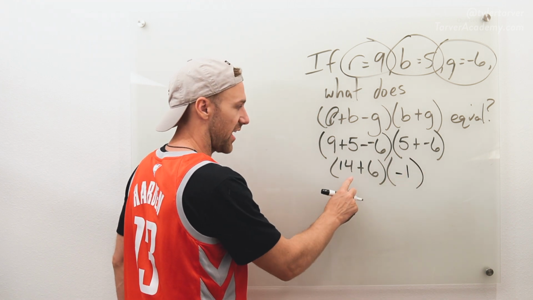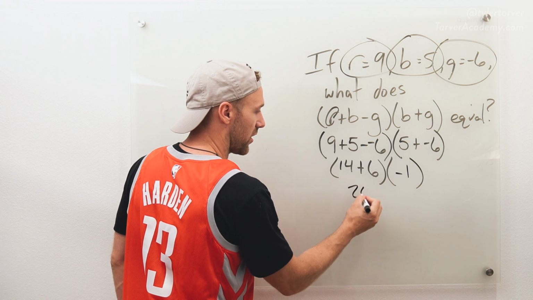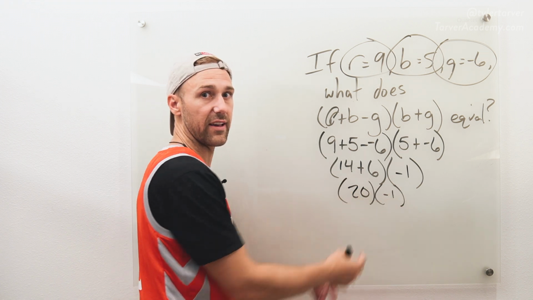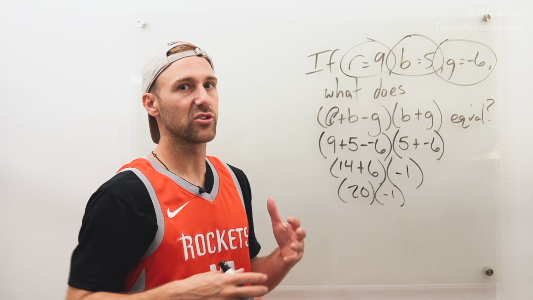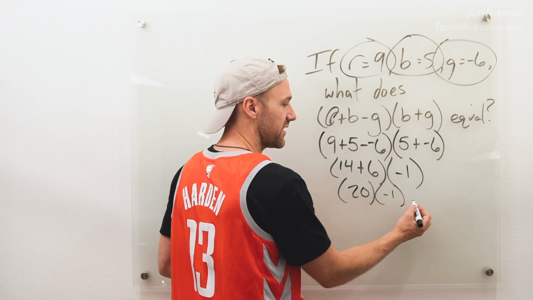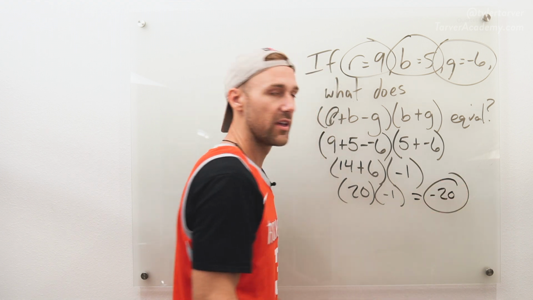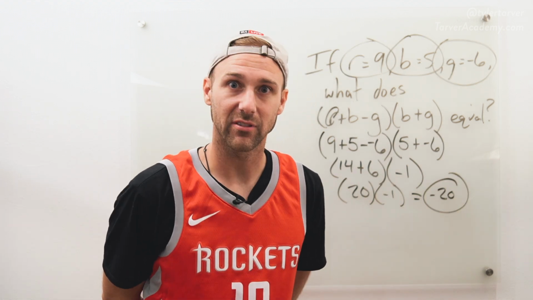Okay, let's finish it out. 14 plus 6 is 20. And then anytime you have parentheses like this, that just means that you're supposed to multiply those two. So 20 times -1 is -20. And we found our answer, ladies and gentlemen.